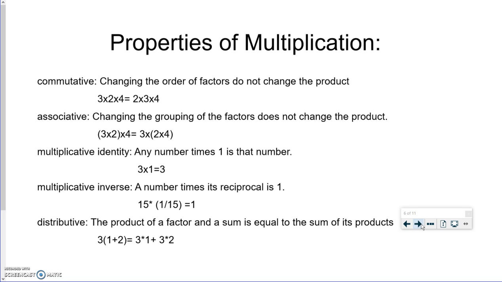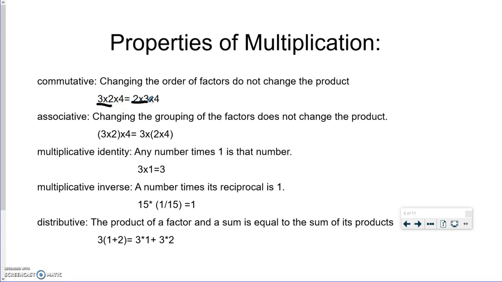Very similarly, there are also properties of multiplication. There's the commutative property, which states that changing the order of factors does not change the product. So 3 times 2 times 4 is the same thing as 2 times 3 times 4. All I did was switch the order.